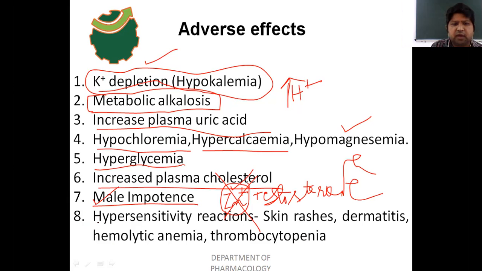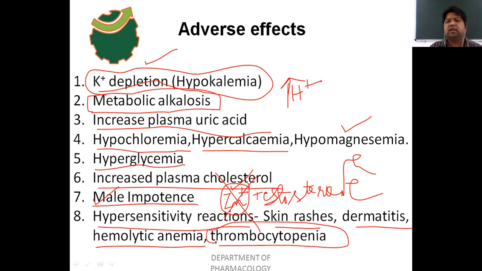Okay, so hypersensitivity reactions: skin rashes, dermatitis, inflammation of your skin, hemolytic anemia, that is breakdown of RBC, and decrease in platelet count, that is called thrombocytopenia. This is due to hypersensitivity. It will trigger the immune system, and it will cause all these hypersensitivity reactions. So allergic reactions caused by thiazide diuretics. Okay, so this is about adverse effects related to thiazides.